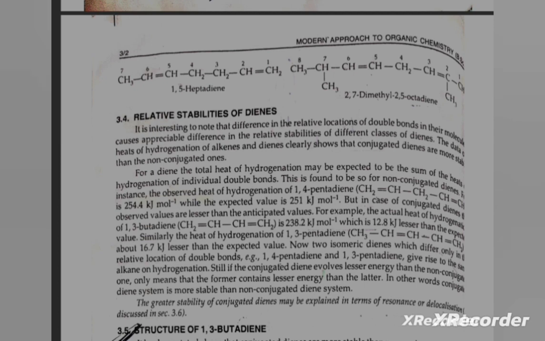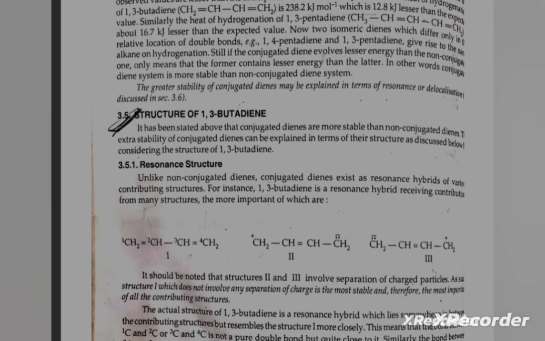Now take isomeric dienes, which differ only in the relative location of double bonds. Example, 1,4-pentadiene and 1,3-pentadiene give rise to the same alkane on hydrogenation. Still, if the conjugated diene evolves lesser energy than the non-conjugated one, it only means that the former contains lesser energy than the latter. In other words, the conjugated diene system is more stable than the non-conjugated diene system. The greater stability of conjugated dienes may be explained in terms of resonance and delocalization.